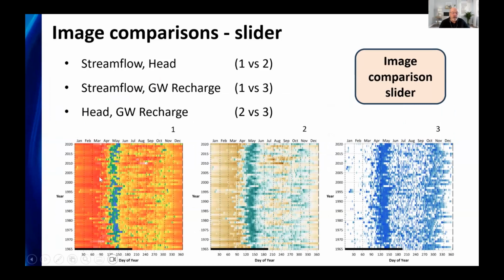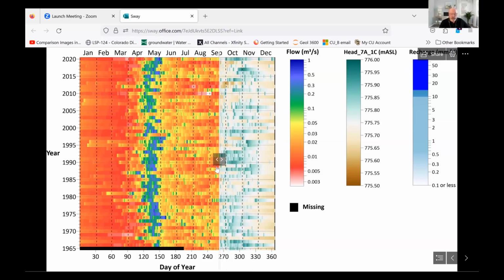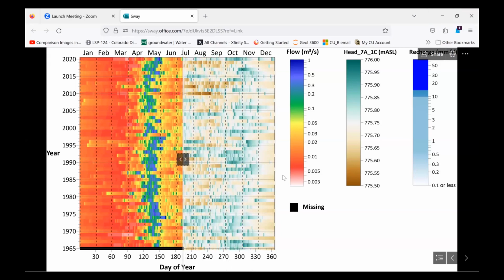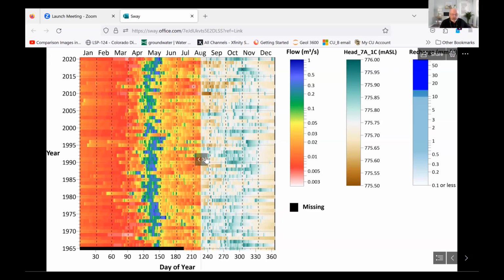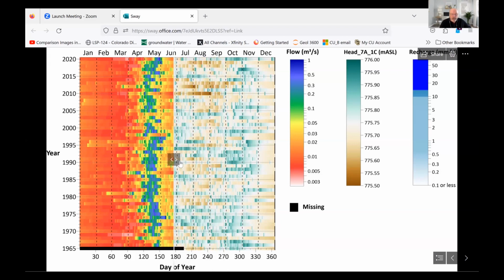So I've got my 3 graphs here, and I'm going to use a program called Microsoft Sway. So I need to stop my share and go through this again and find it. There it is. Can you see the multi-screen here? Yes. So now what I'm overlaying is my streamflow and my head. And now I can do a comparison between these 2 levels. And this is only possible because I have the exact same framework.